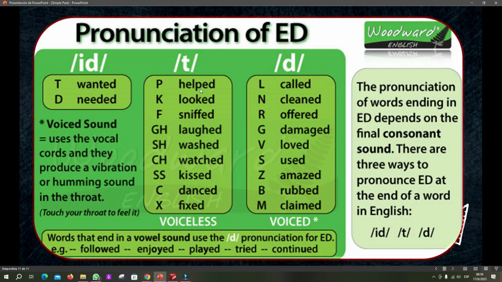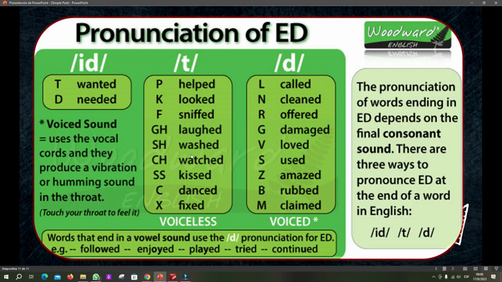So you have helped, the ed sounds like helped, looked, sniffed, laughed, right? Washed, watched, kissed, danced, fixed, right?